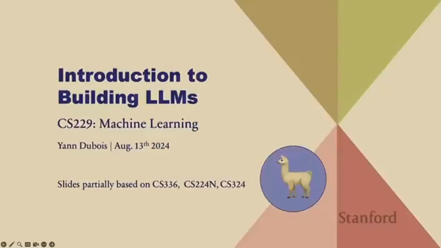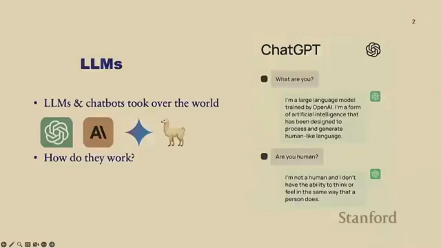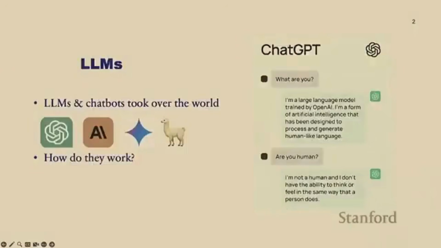So I'll be talking about building LLMs today. I think a lot of you have heard of LLMs before. But just as a quick recap, LLMs, standing for large language models, are basically all the chatbots that you've been hearing about recently. So ChatGPT from OpenAI, Claude from Anthropic, Gemini, and Llama, and other types of models like this. And today we'll be talking about how they actually work.